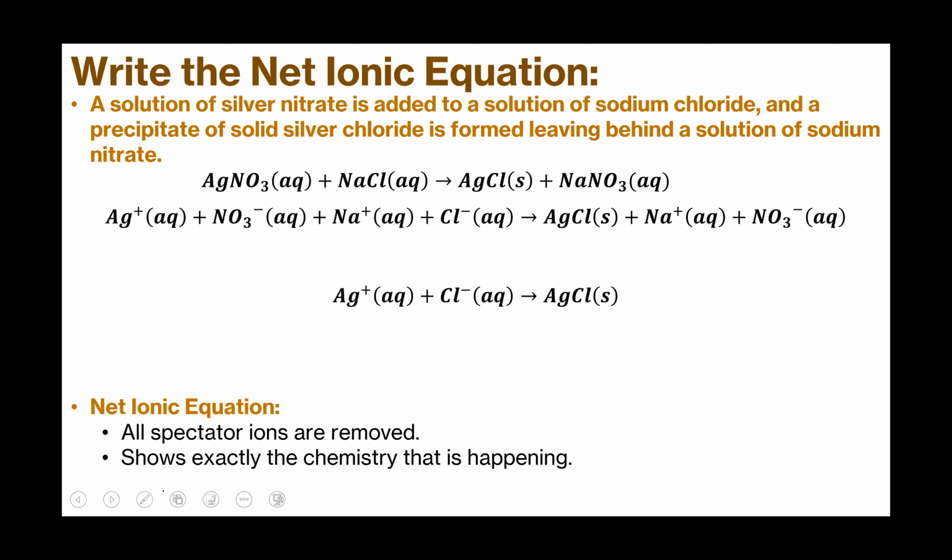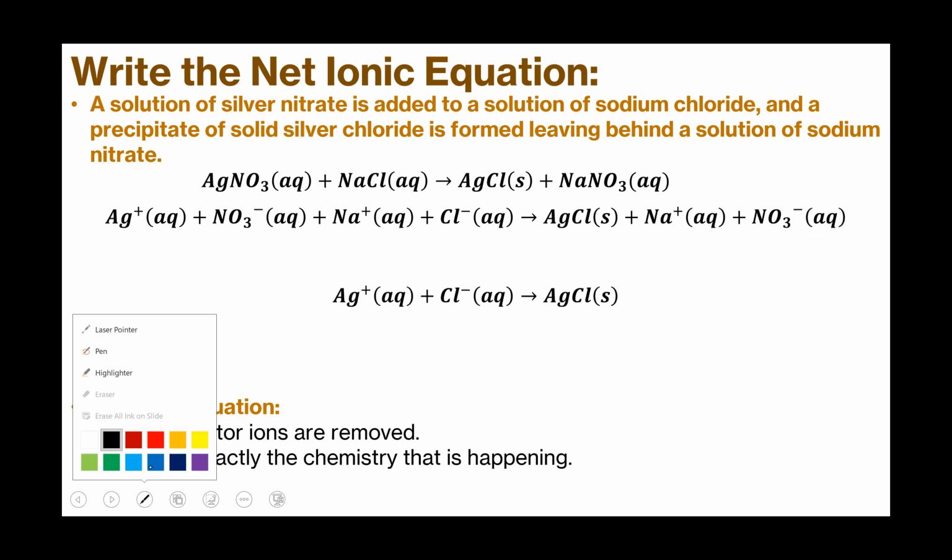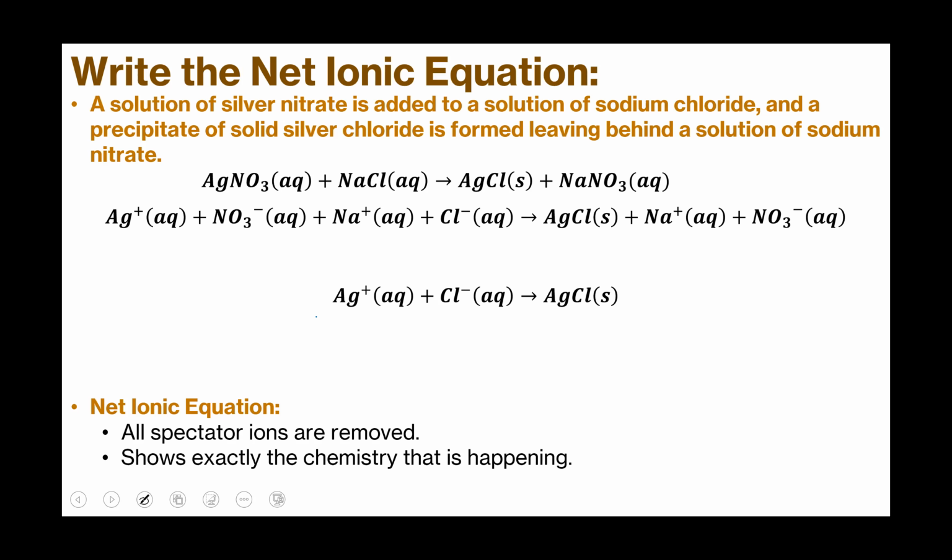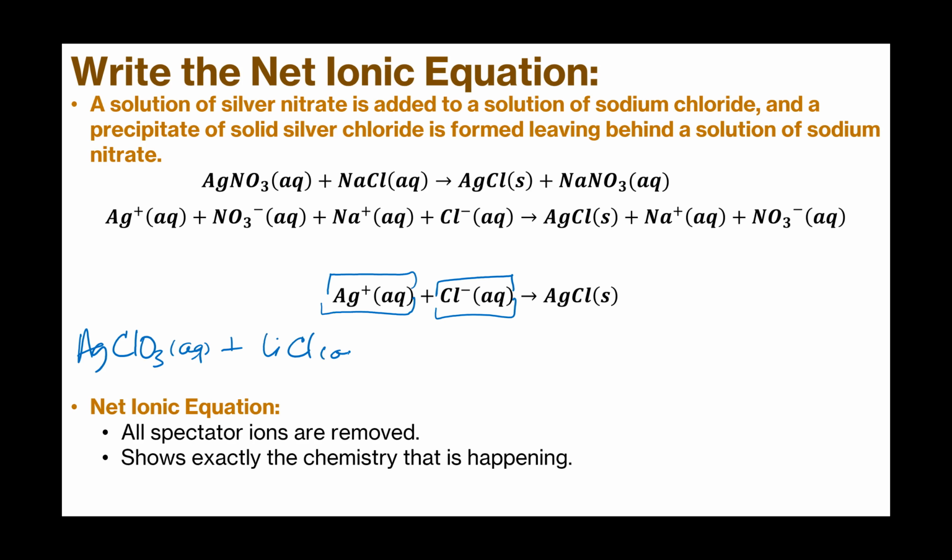Okay, it also gives us a hint that it doesn't matter what the spectators are, as long as we get silver ions and chloride ions in solution, we'll get silver chloride. So for example, if we were to write silver chlorate, aqueous, reacts with lithium chloride, aqueous, we're still going to get silver chloride.